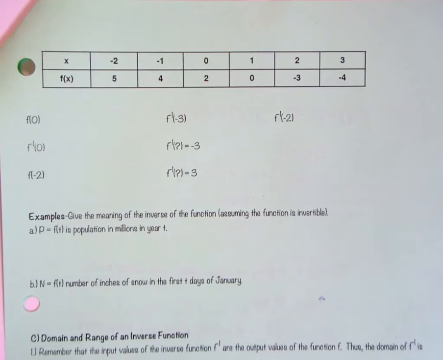Now let's think about the range. So think about the outputs that this is going to produce. Because this is a square root, are my outputs ever going to be negative? No. Is my output ever going to be 0? No. So my range would be f of x is greater than 0.